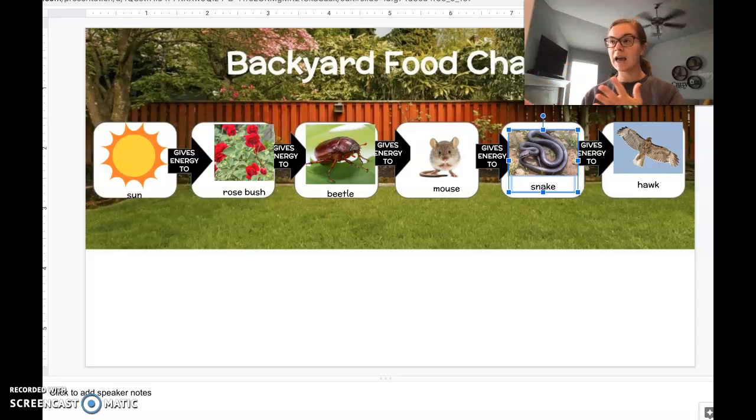So you could go outside and look at what you see outside. What do you see the sun giving energy to? Maybe you see it giving energy to the grass. What do you see eating the grass? What do you see eating that thing? How is the energy going from one thing to the next? So that is your job this week, to come up with your own food chain that is different from any of the food chains that we've looked at.